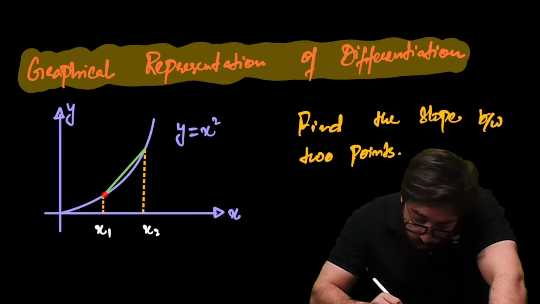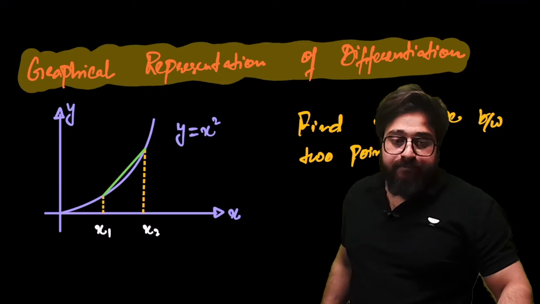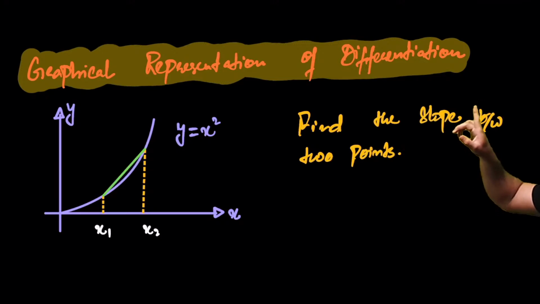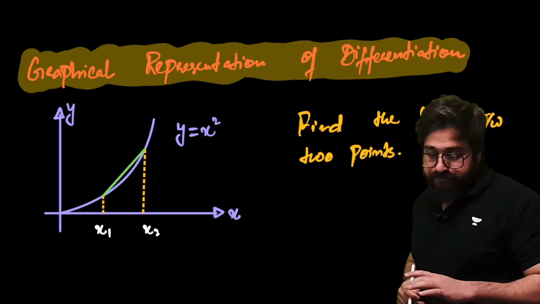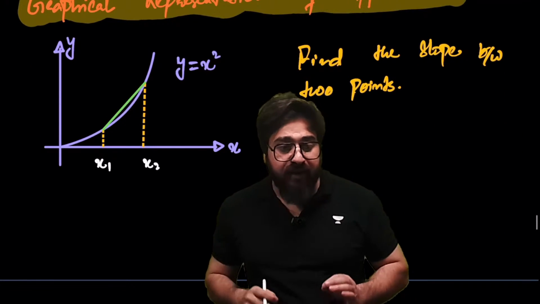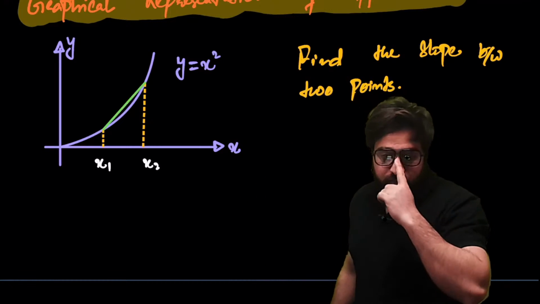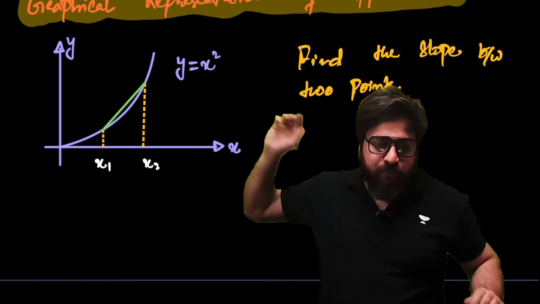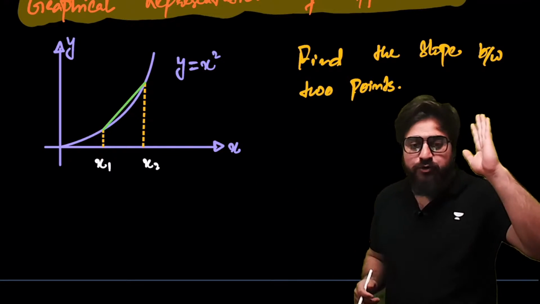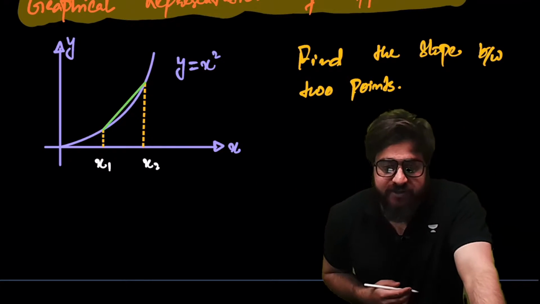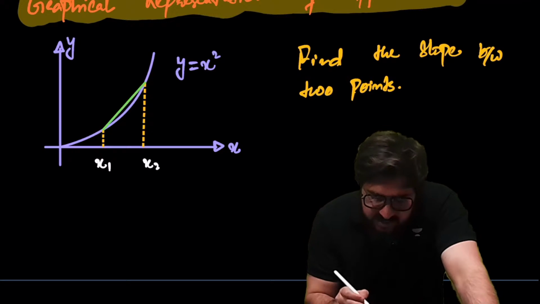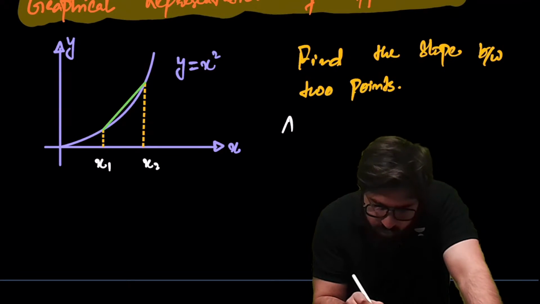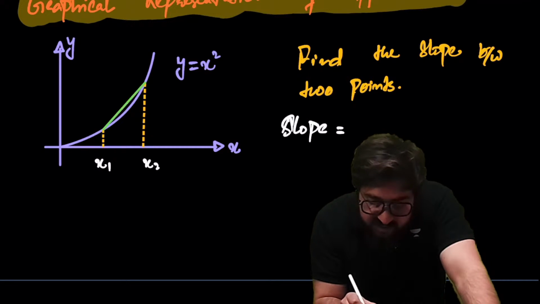can you tell me what is the slope of this line between the 2 points? Find the slope between the 2 points over here, between this point and this point. Listen to me very carefully. We know, in this particular case, either you say average or you say slope over here between the 2 points.